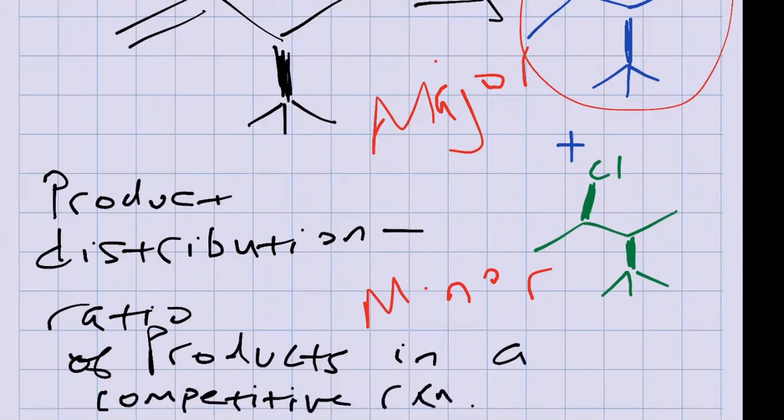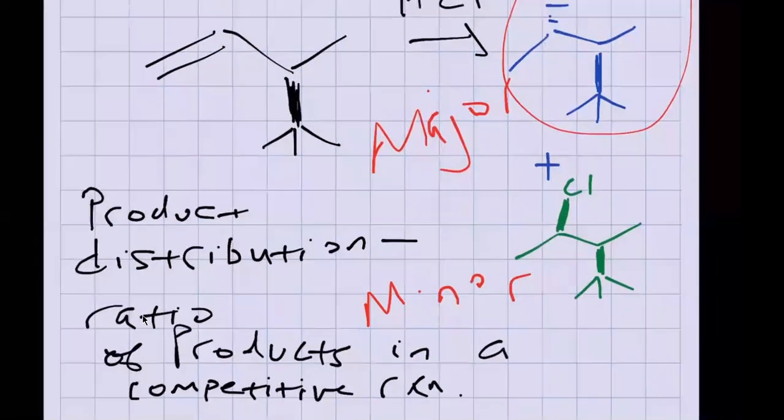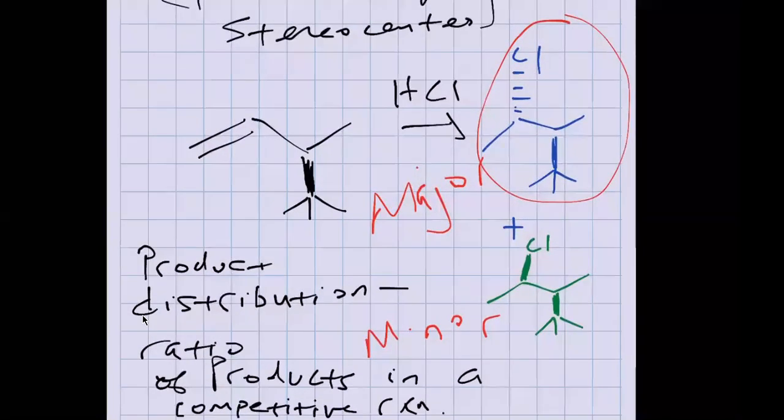Right, so in a competitive reaction, when you have two or more products, then the ratio of those products, you call it the product distribution. So it's the ratio of products in a competitive reaction. So this reaction would be considered competitive, right? Let me show you why, and then we're gonna move on to the examples.